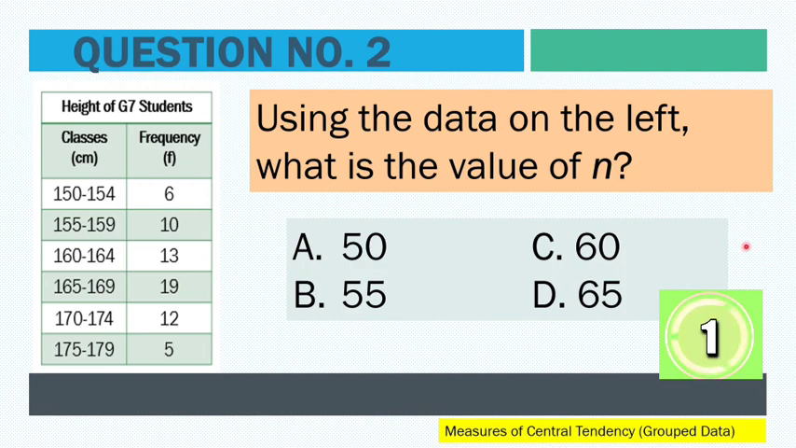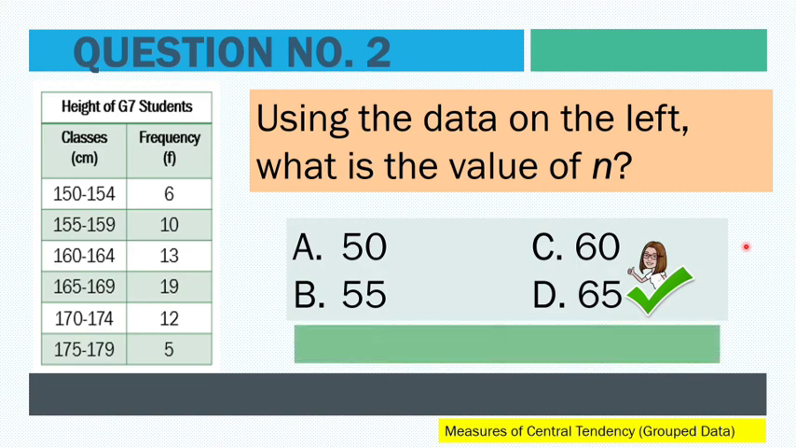And the correct answer is D, 65, because n pertains to the total frequencies. You have to add the 6, 10, 13, 19, 12, and 5. That will give us 65. Very good.